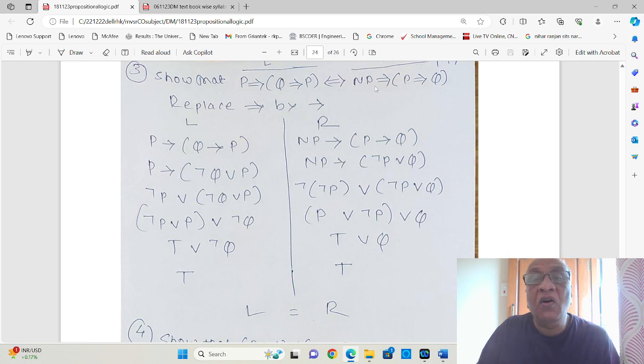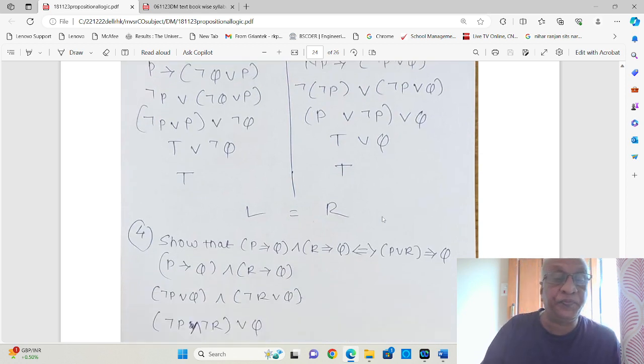On the right side, we have not P, P implies Q. So this P implies Q can be represented as not P or Q. So this again can be represented as A implies B form converted to not A or B. So not of (P or not P or Q). So this becomes P or not P or Q. So this P or not P will be true, or Q. So that becomes a tautology. So both are T, so left and right side are proved.